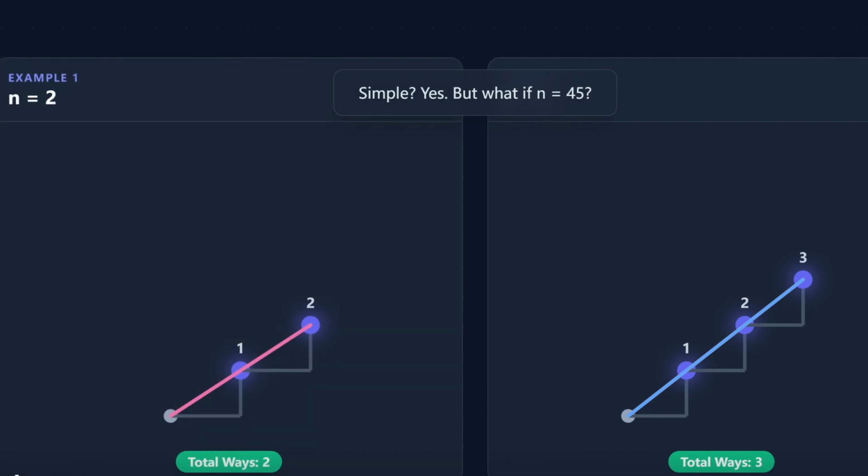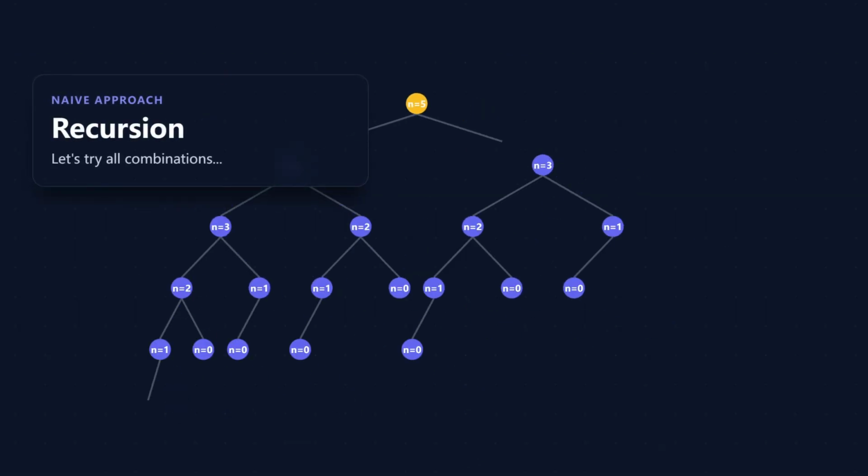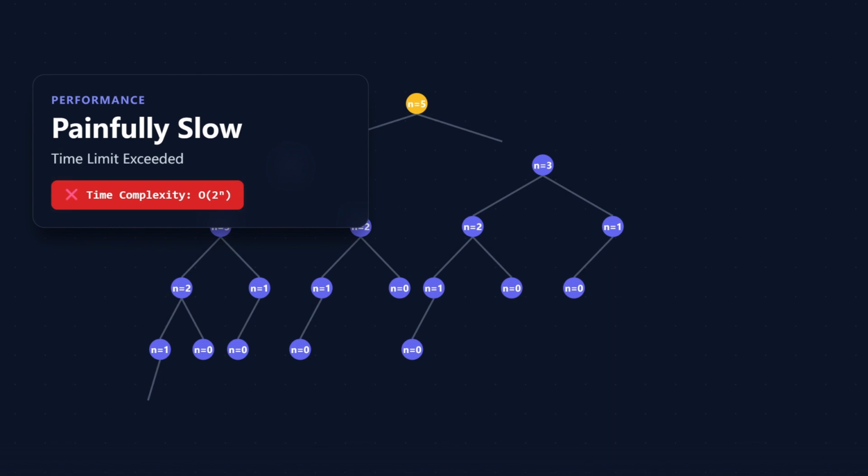Looks simple, but what happens when n equals 10, 20, or 45? You might think, let's try all combinations using recursion. But this grows exponentially. That means your code becomes painfully slow.